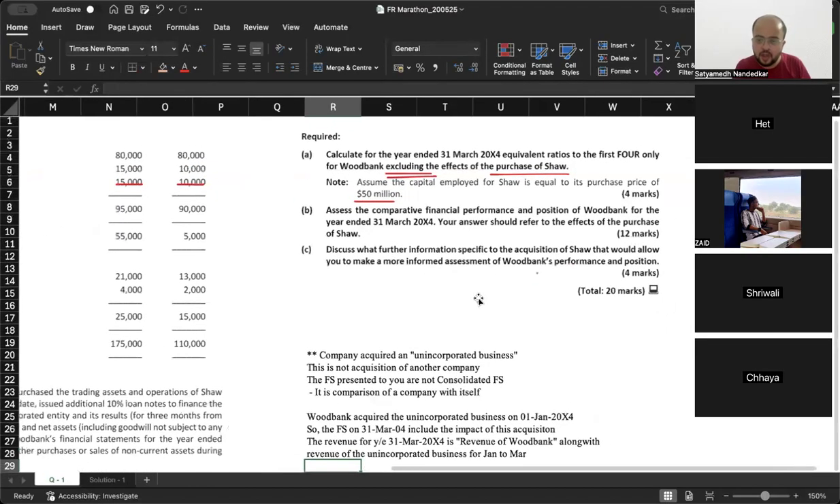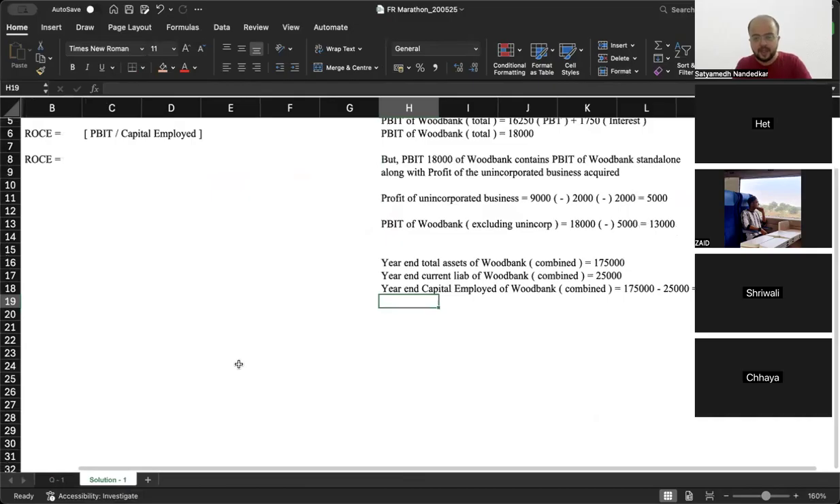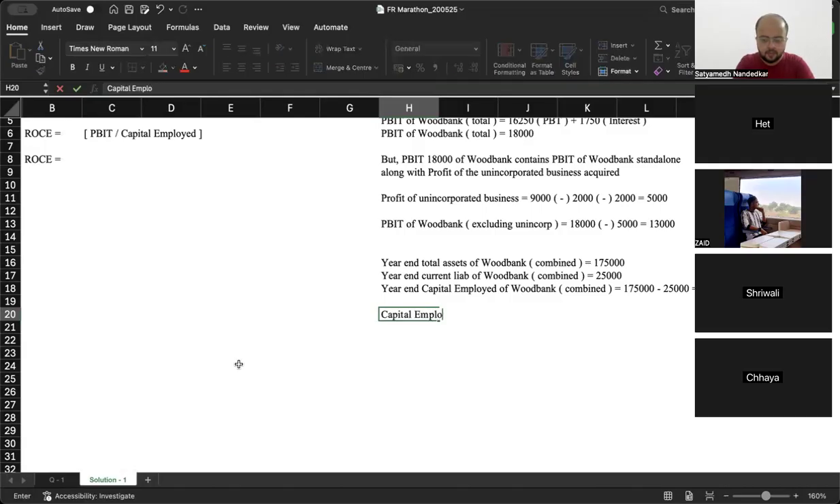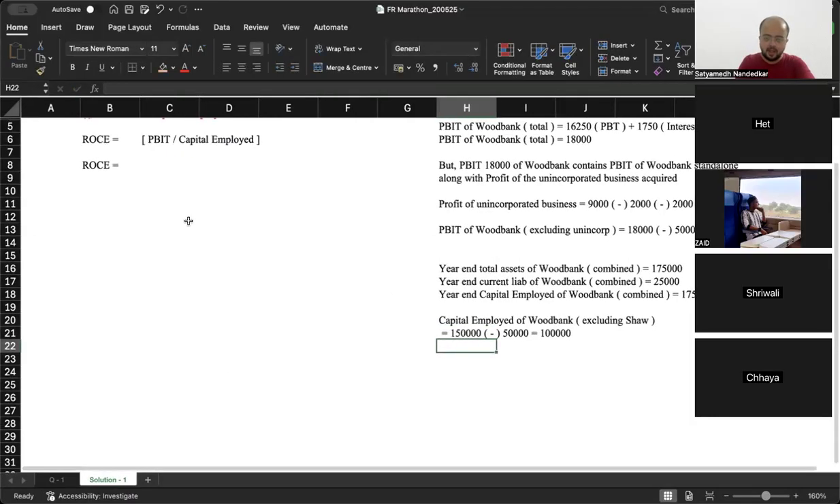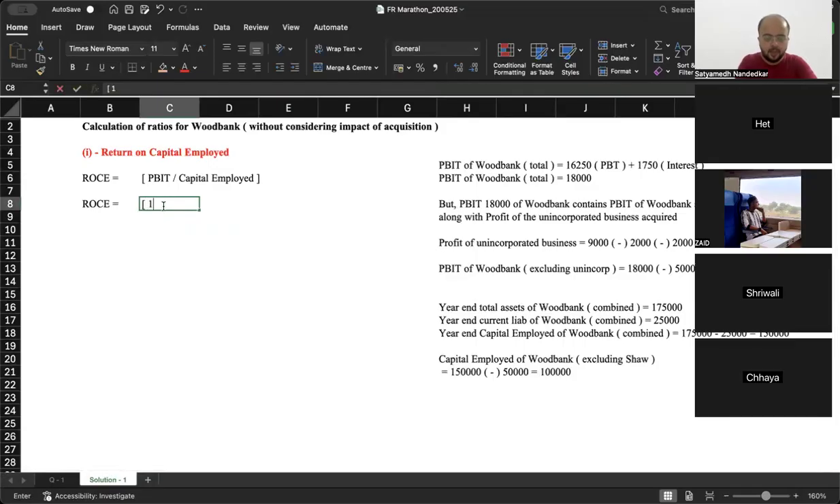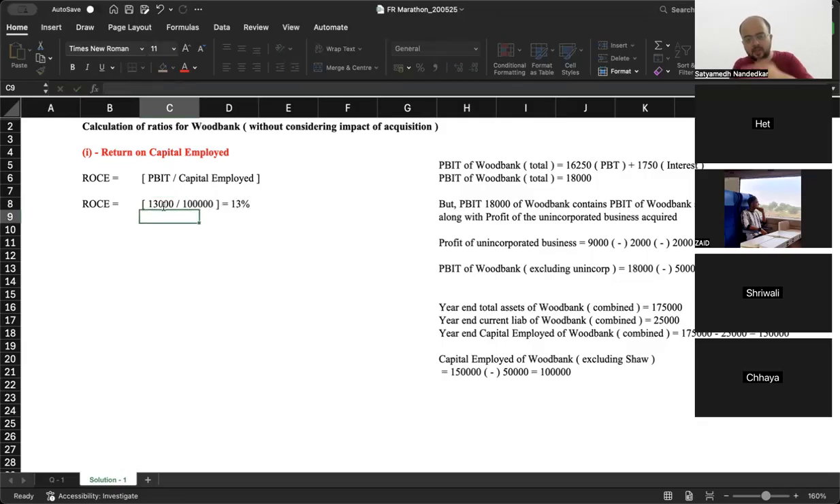And they have mentioned one more point. Capital employed for Shaw is equal to the purchase price of 50 million. So capital employed of Wood Bank excluding Shaw is 1,50,000 minus 50,000. You remove Shaw's, so you are left with 1 lakh. Now PBIT upon capital employed is 13,000 upon 1 lakh, which is equal to 13%.